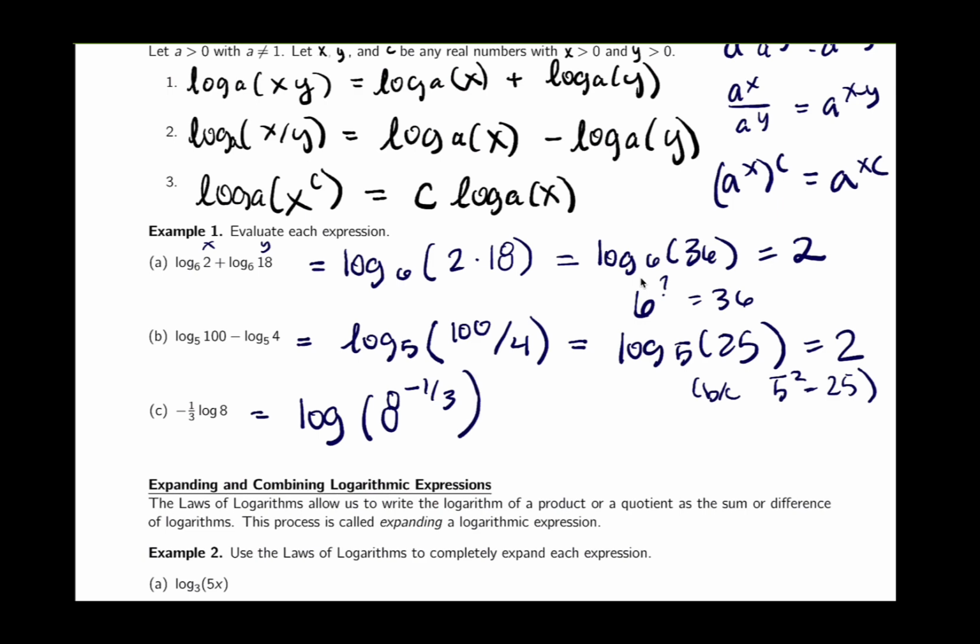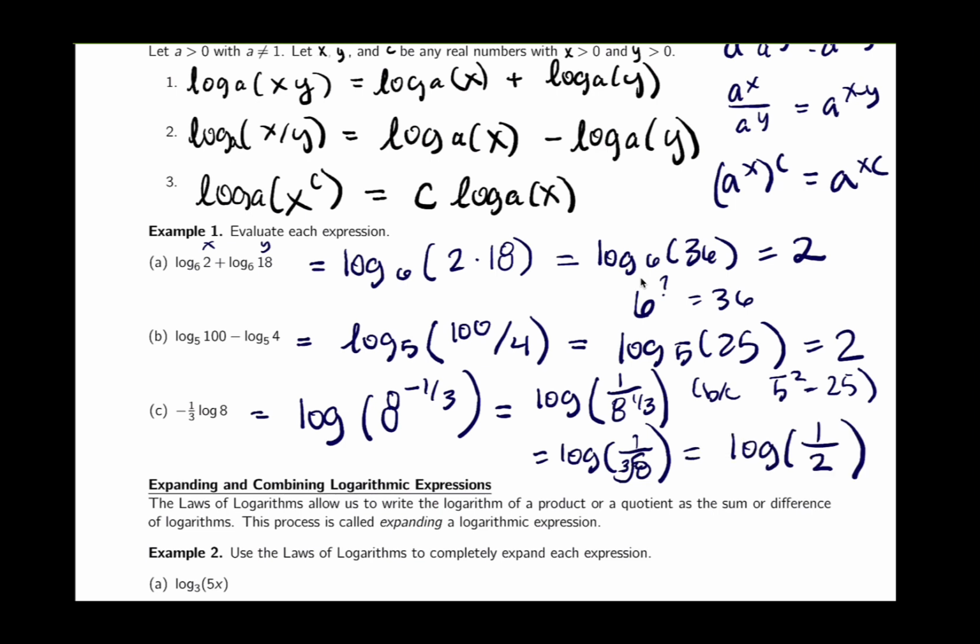Now, let's try to simplify the argument of my logarithm. 8 to the negative 1/3 power is the same thing as 1 over 8 to the 1/3 power. And 8 to the 1/3 power is the same thing as the cubed root of 8, which we know is 2. I can write this as the log of 1 over 2.